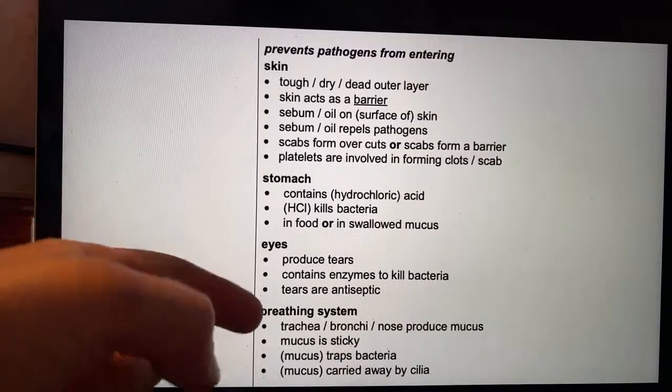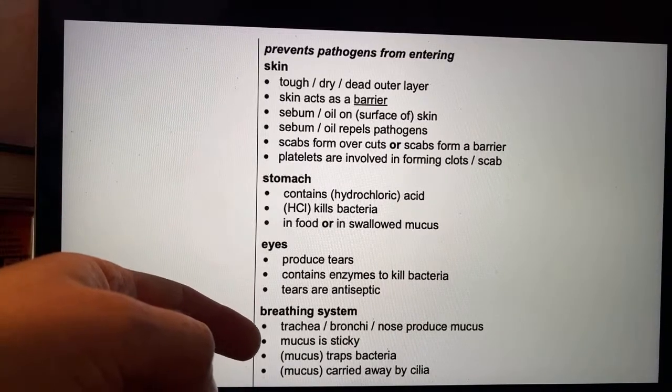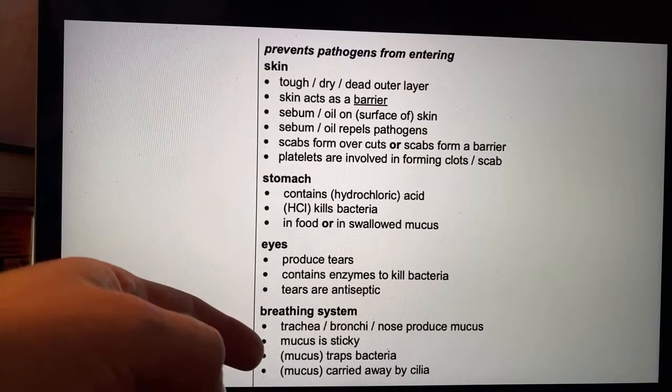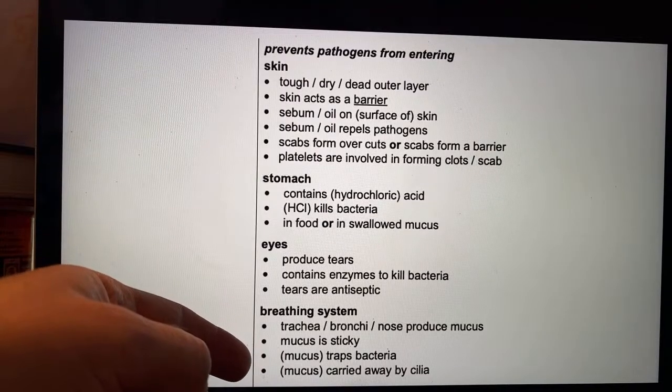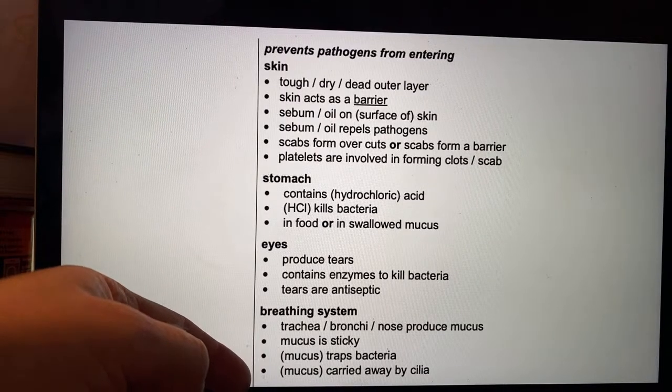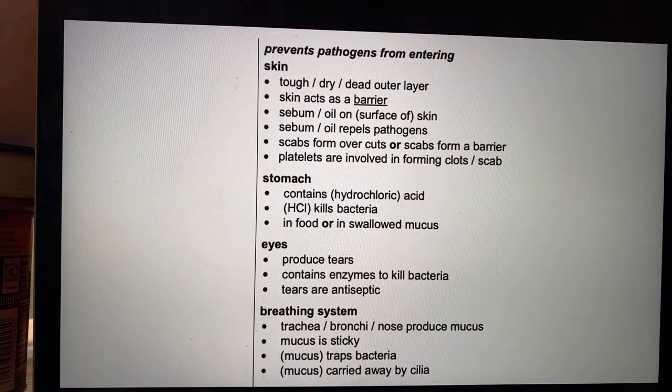So well done. And if you mentioned that the trachea makes mucus, that's a mark. Mucus is sticky is another mark. Mucus traps bacteria is another mark, and mucus gets carried away by cilia is yet another mark. So there were quite a lot of marks up for grabs there at GCSE.